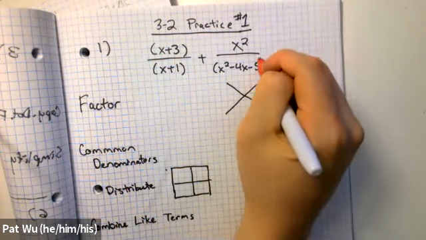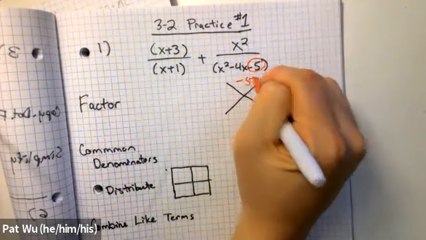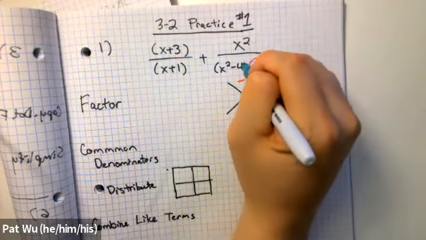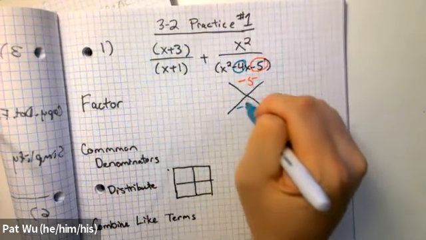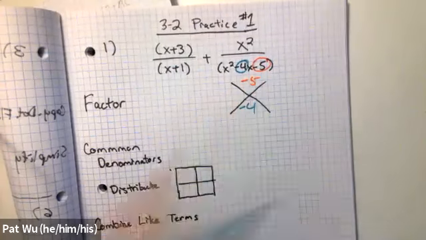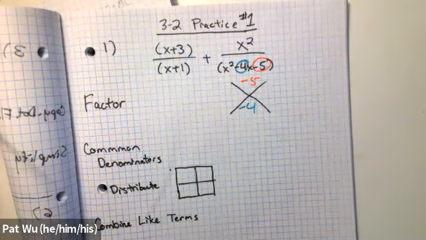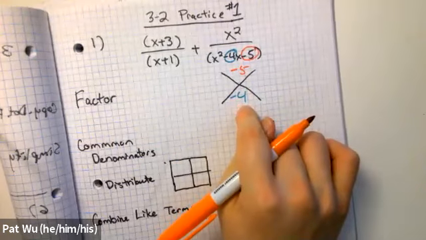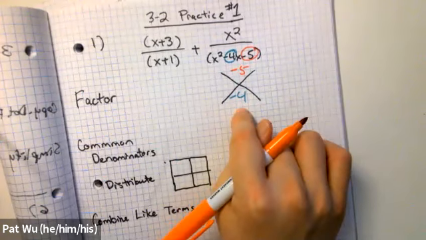To factor it, I'm going to look for the c value, which is -5, and the b value, which is -4. So I need two numbers that multiply to -5 but add up to -4. I know that one number has to be negative because a negative times a positive is a negative, and the bigger number has to be negative because when I add them, I get a negative number.